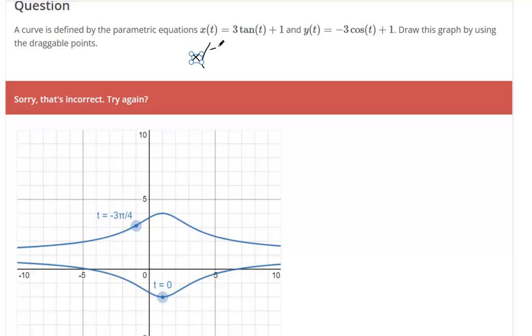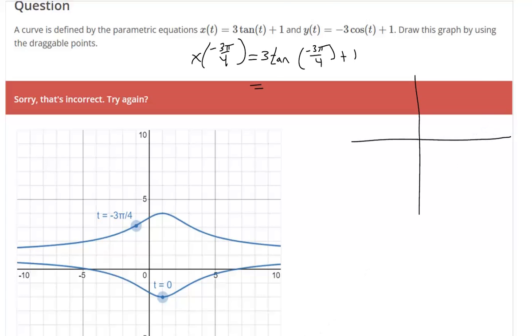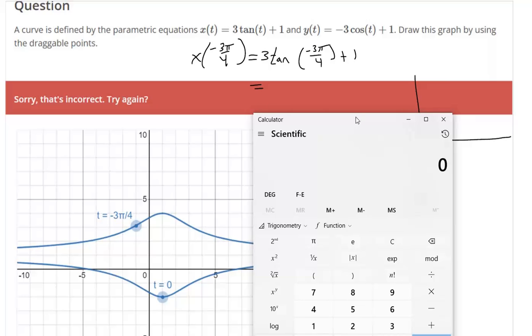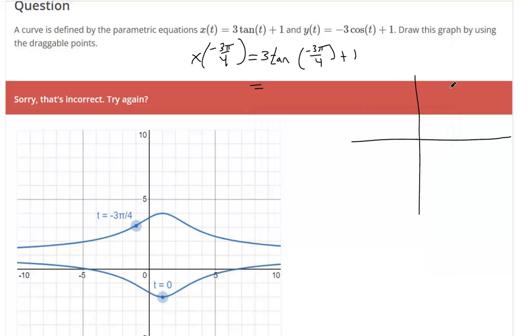So x of negative 3 pi over 4, plugging that in for t, equals 3 times tangent of negative 3 pi over 4 plus 1. To figure out tangent of negative 3 pi over 4, we can draw it. You can convert that to degrees if you're a little unsure of your radian measurements. The way you do that is you cut out the pi and multiply the fraction times 180. So it's negative 135 degrees.